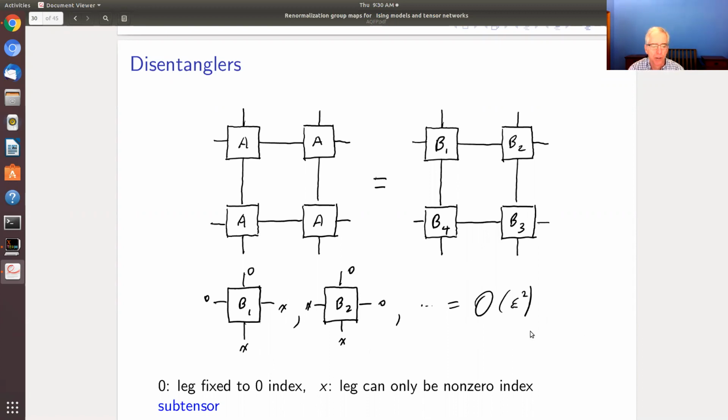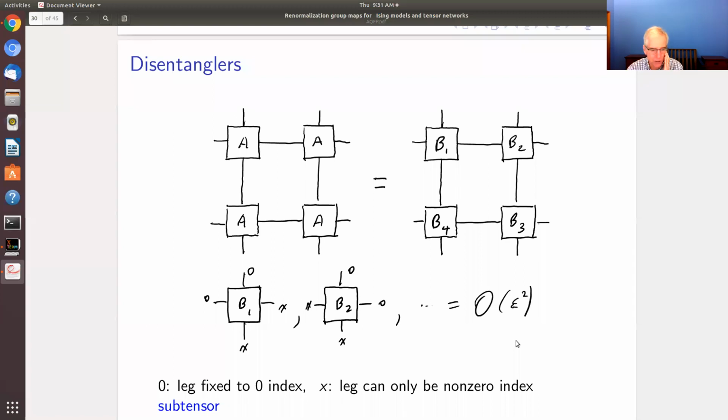Now I need to explain this notation here. So when I write the tensor and I put a 0 on a leg, that means that that leg's index is fixed to 0. When I put an X on it, it means that leg index is anything other than 0. And what this diagram really represents is the tensor whose components are the same as the B1 components whenever the indices meet these conditions. And if they don't meet these conditions, then the component is 0. So in a sense, this diagram is a subtensor of the tensor B1. I hope that makes sense. And when I say that this diagram is order epsilon squared, what I mean is the Hilbert-Schmidt norm of this subtensor is order epsilon squared.